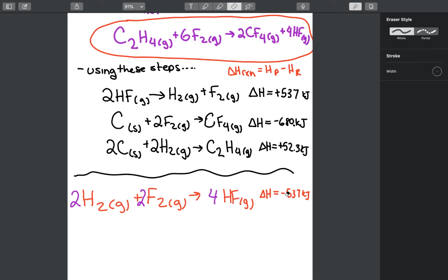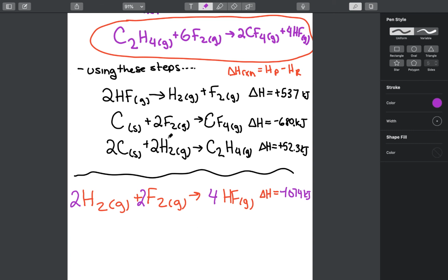So let's put that in here. So let's get rid of this one and replace it. Negative 1074 kilojoules. So that's our first step. So now let's move on to the second one down.